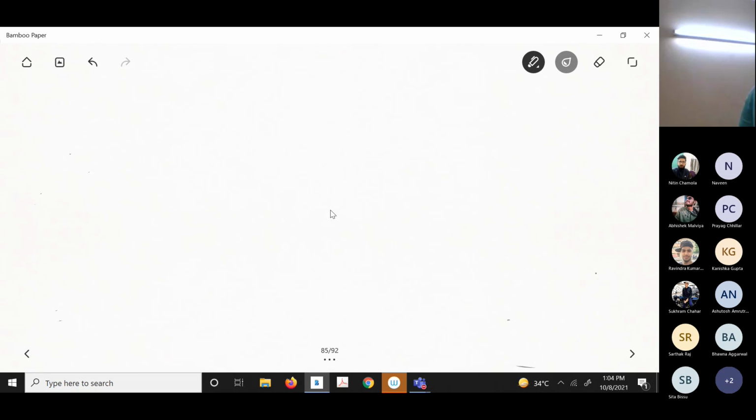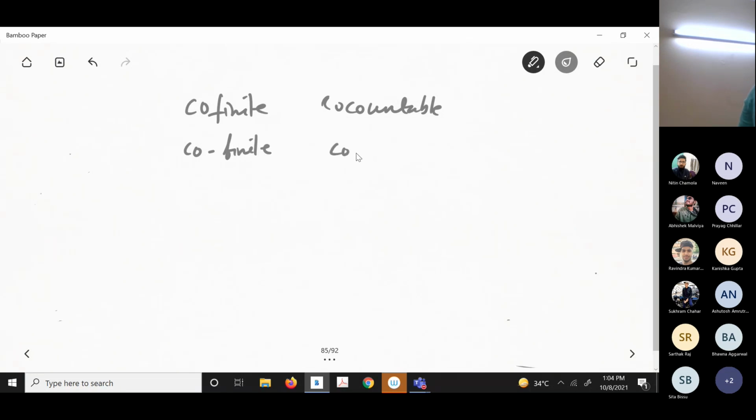Now here, I want to discuss these two things: the cofinite topology and the co-countable topology. Actually, here I have written co-finite, this is a hyphen, and co-countable. These two topologies. What does co stand for? Co actually stands for complement.